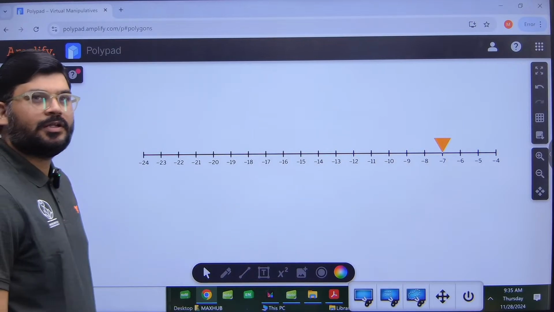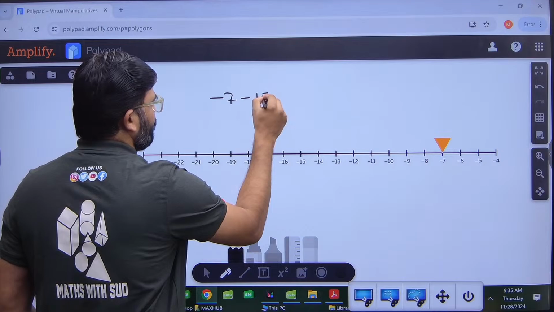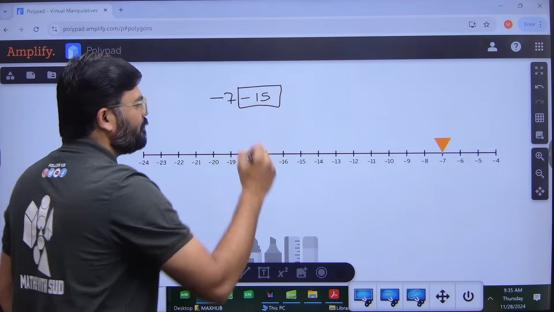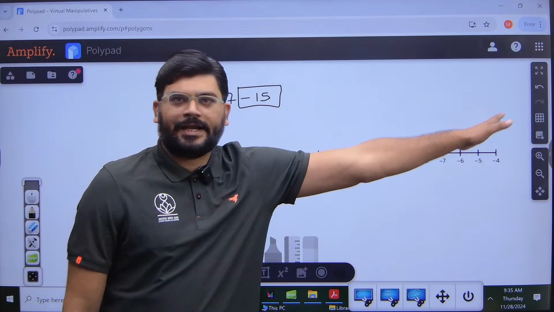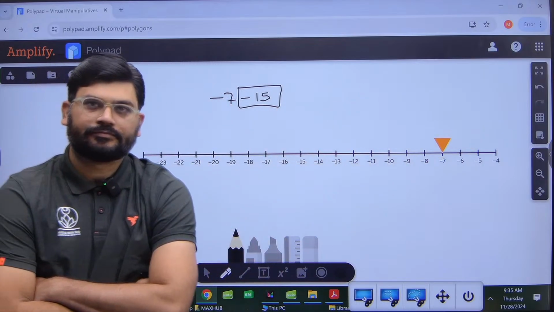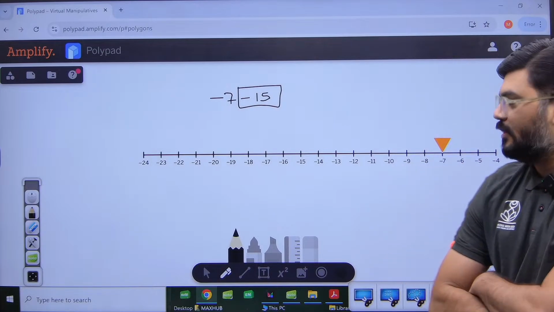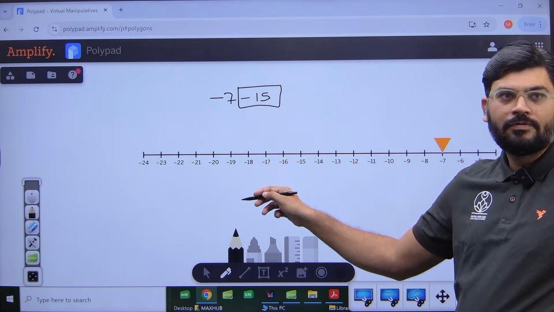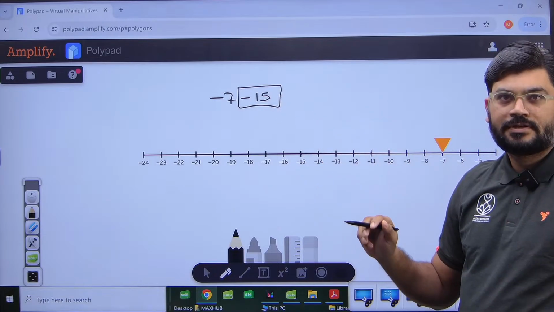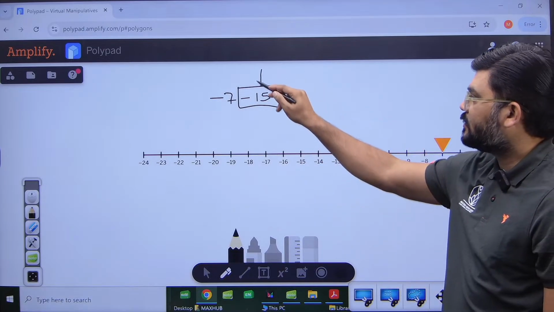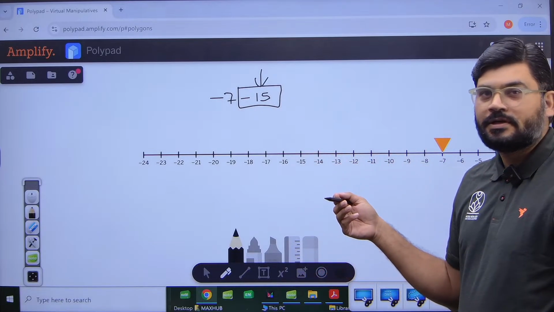Now from minus 7, you have to do minus 15. That means, minus 15 means, will you go towards left or towards right? Left. How much will you go? 15 steps. How much will you go? 15 steps.